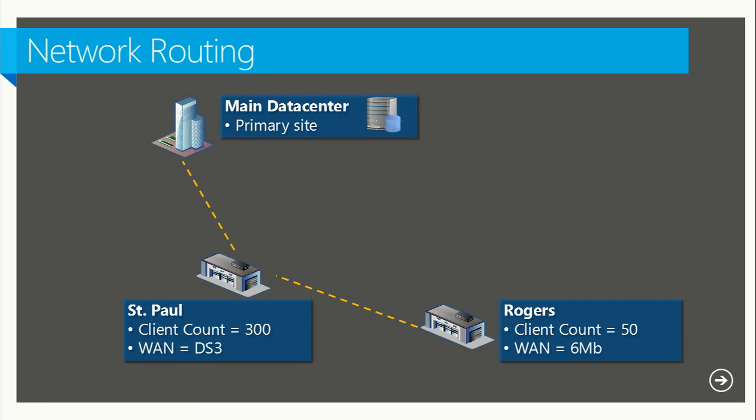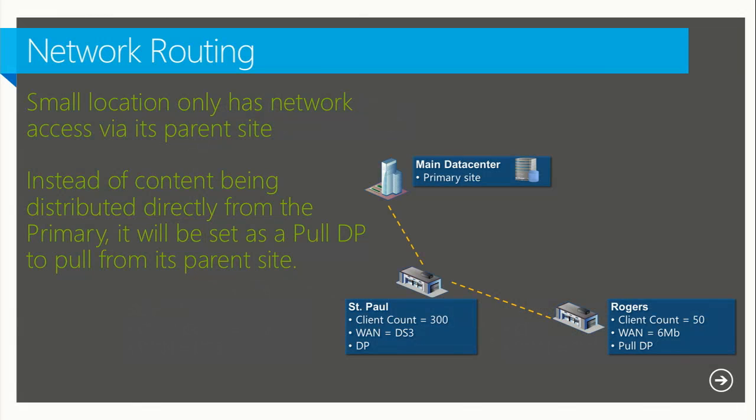Network routing. This is the one I kind of addressed earlier. St. Paul has a connection out to the main data center. Rogers does not. Rogers only has a connection to St. Paul. So in this situation, what we're going to have is a pull DP. The main data center would throw everything down to St. Paul, and Rogers would pull it from St. Paul over that connection. St. Paul's got a fast connection up to the internet, or up to the primary. Rogers has a reasonably good connection, but only to St. Paul. So that's your deep content routing situation.